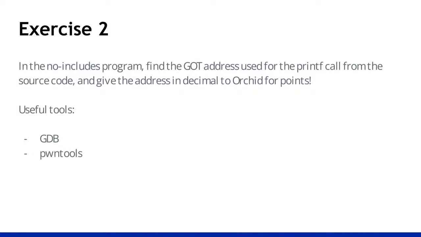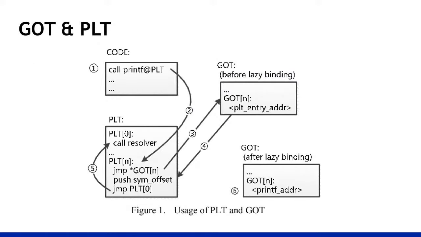Let's go back to this slide here. If you remember, this is the source code. It's going to call printf, which is going to jump to the procedure linkage table, and then the procedure linkage table is going to jump to the global offset table, which is going to have the real address of printf eventually. So you need to run the program in GDB and find this address, and you can do it by disassembling each call and following along.